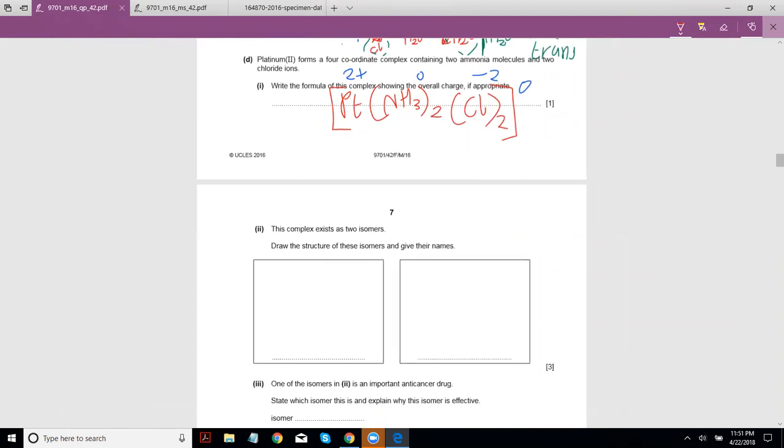Okay, and again this is tetrahedral. With tetrahedral there's no story. No, this is square planar, because it's flat. My bad, that's what I meant to say. In tetrahedral I believe both can happen, but in square planar you just get this cis trans. Draw the structure of these isomers.